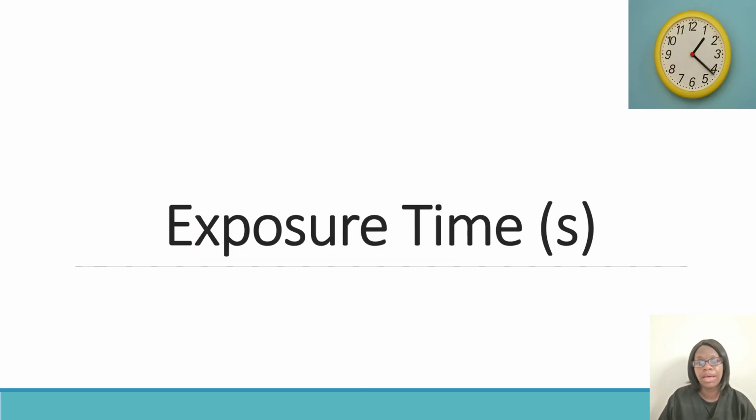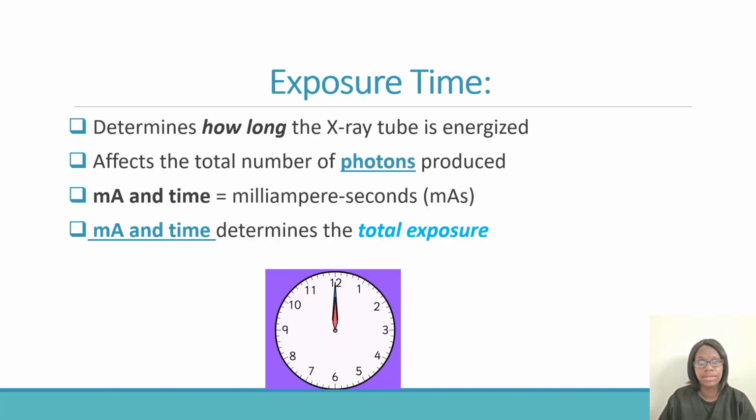Now we're going to talk about exposure time. This is also very important. Your exposure time determines how long the X-ray tube is energized. This affects the total number of photons produced. You have your mA and time combined. This is going to be your milliampere-seconds, or your mAs. And then your mA and time together determine the total exposure.